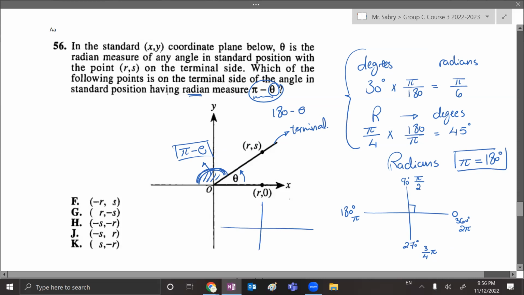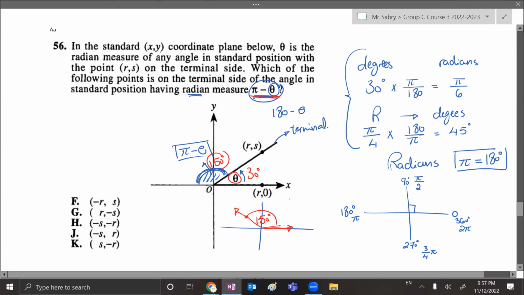Whatever it is, let's assume, for example, this is an assumption, that this is 30 degrees. Then this remaining angle would be equivalent to 150 degrees. What they're trying to ask you now is what would be a point on the terminal side of the angle 150. Which of these points would be a point on the terminal side of the angle pi minus theta, which is the remaining of this angle, which is this 150. So where would that point be?